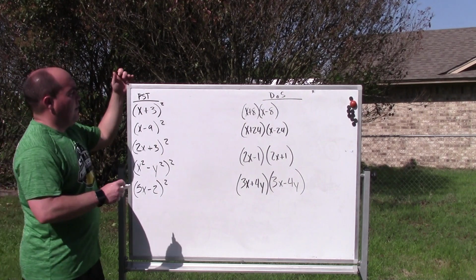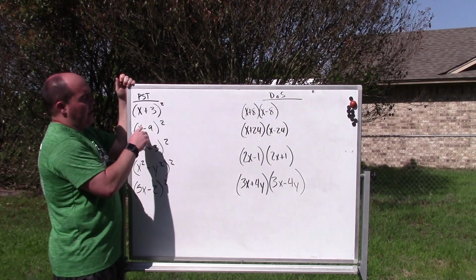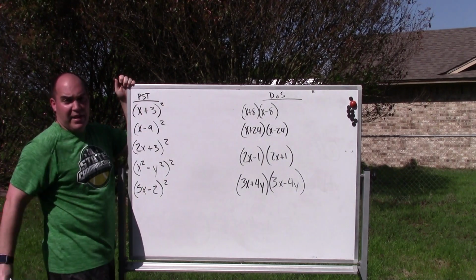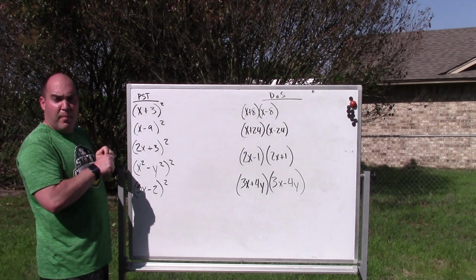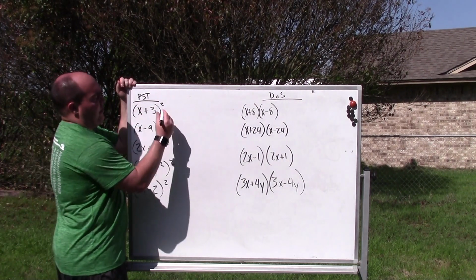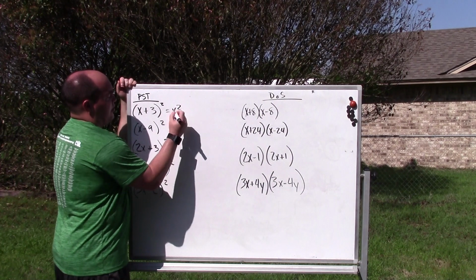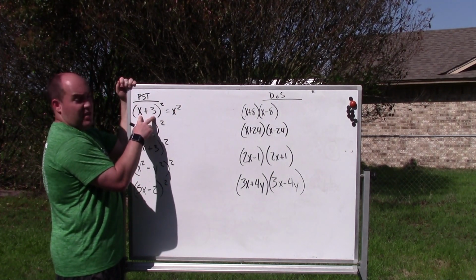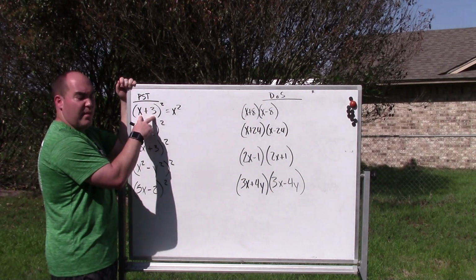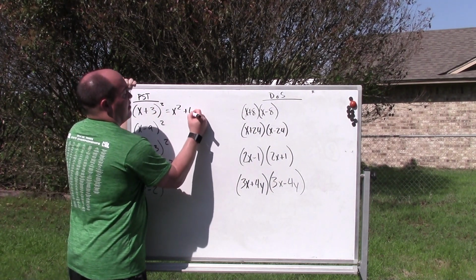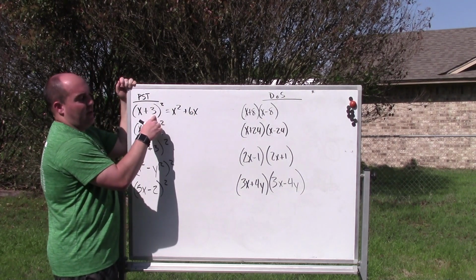Alright, so perfect square trinomials. I've got a binomial, it's in parentheses, and I've got it squared. So I know that's going to be a perfect square trinomial. Square the first term, x squared. Multiply the two terms, 3 times x, and double it. Don't forget to double it. So 3 times x is 3x. I double it and I get 6x. And then I square the 3.